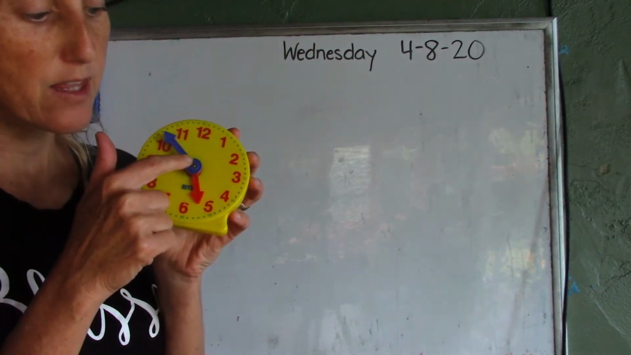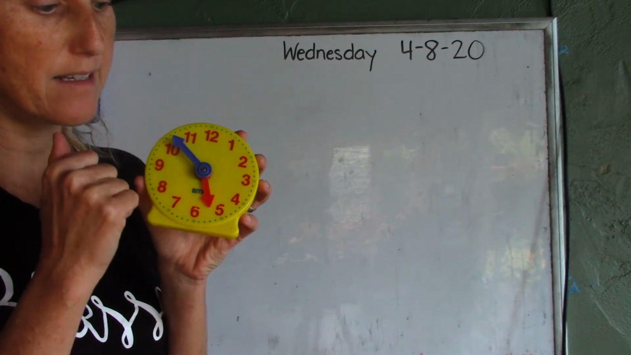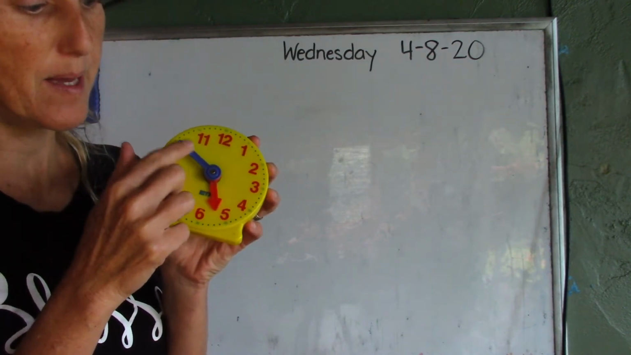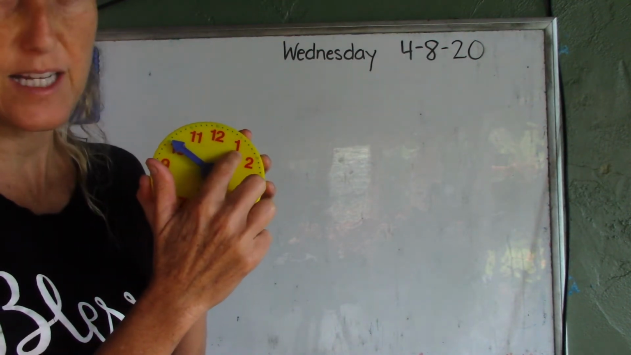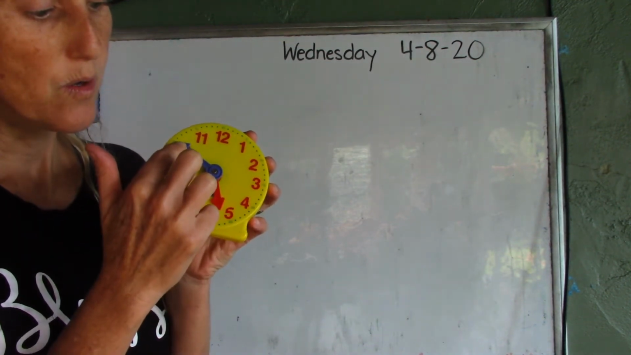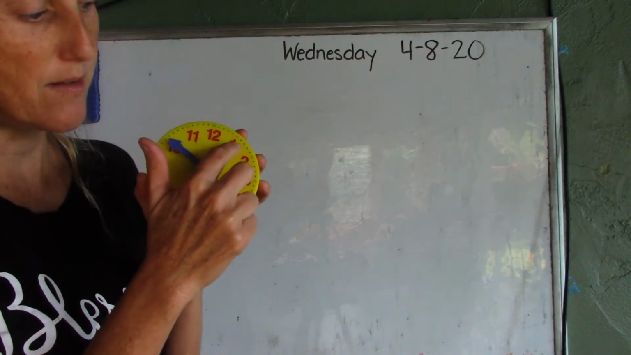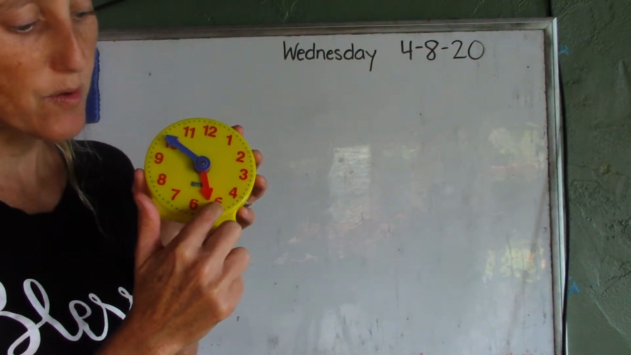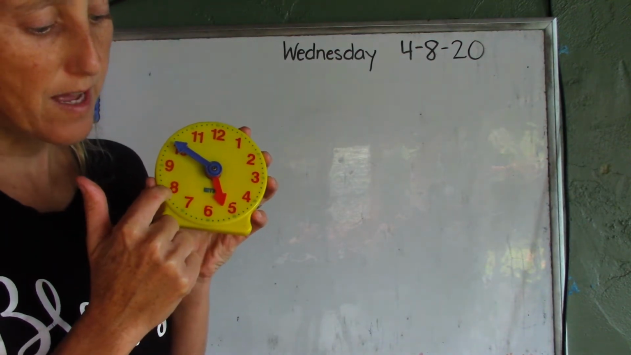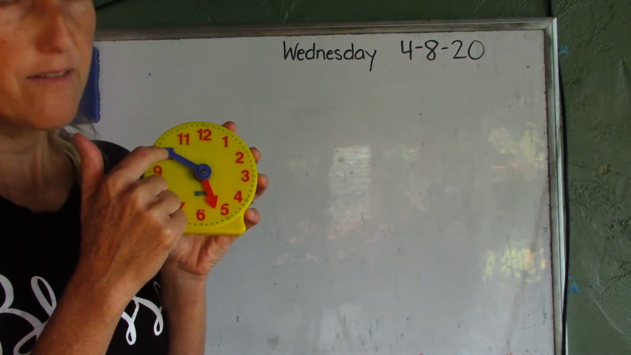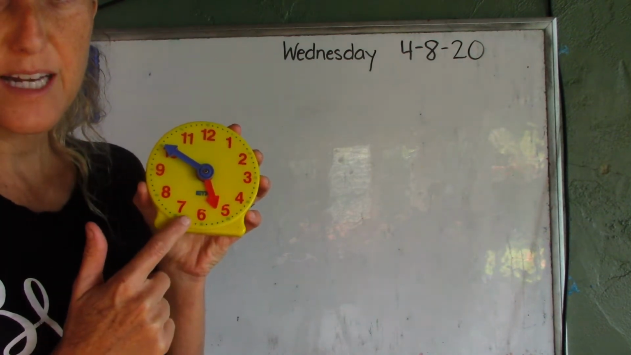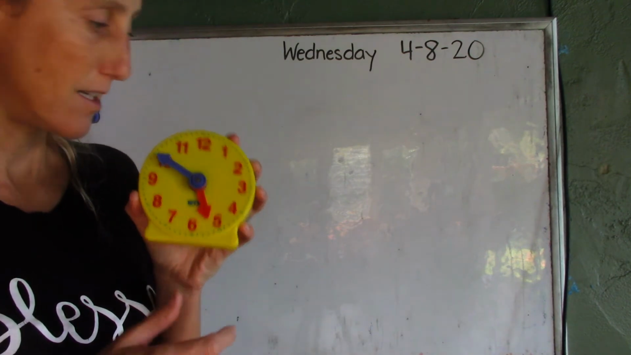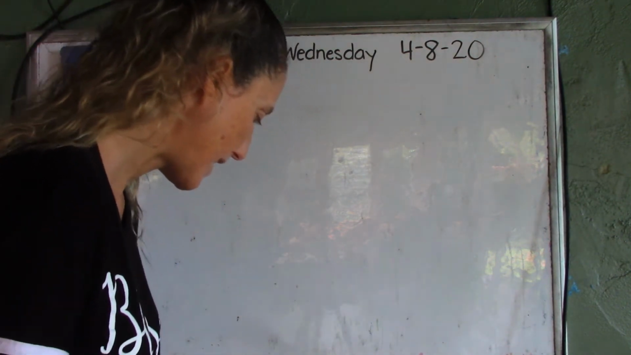And then we look at the longer hand, the minute hand, our blue one, which we will need to count by 5, starting here on the 1, to see what time it is. Are you ready? Here we go. 5, 10, 15, 20, 25, 30, 35, 40, 45, 50. So we know that it is 5:50. Good job.